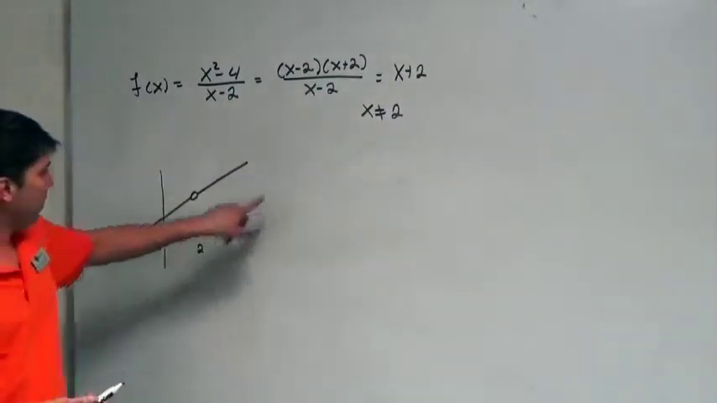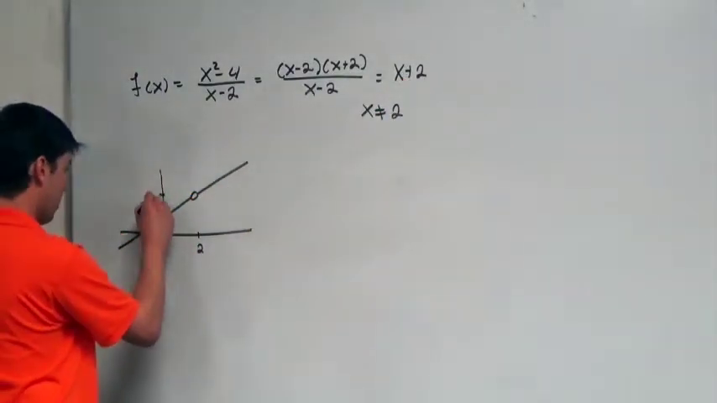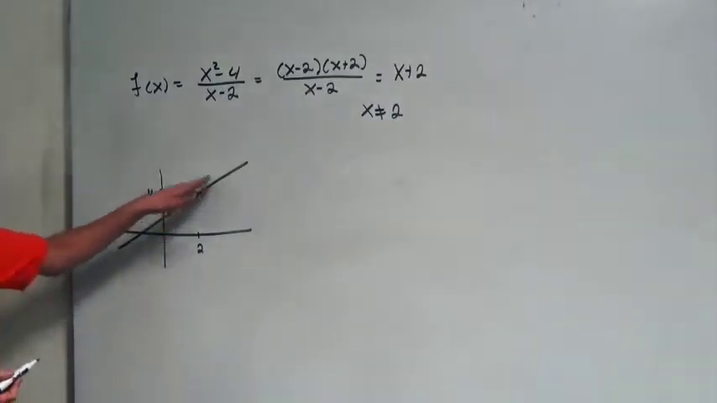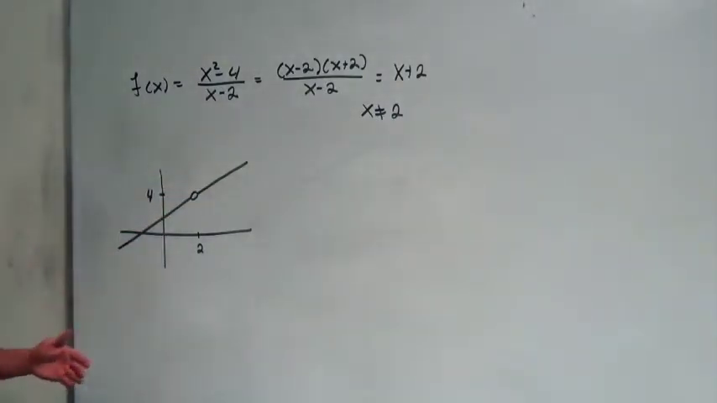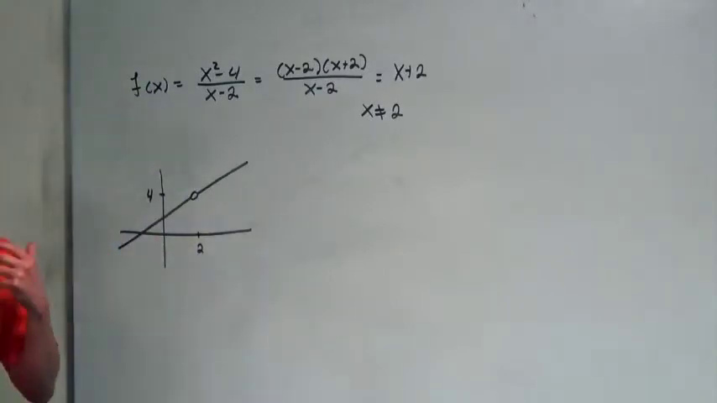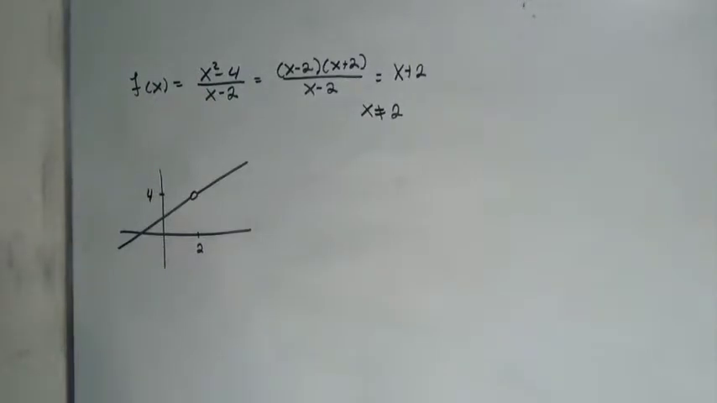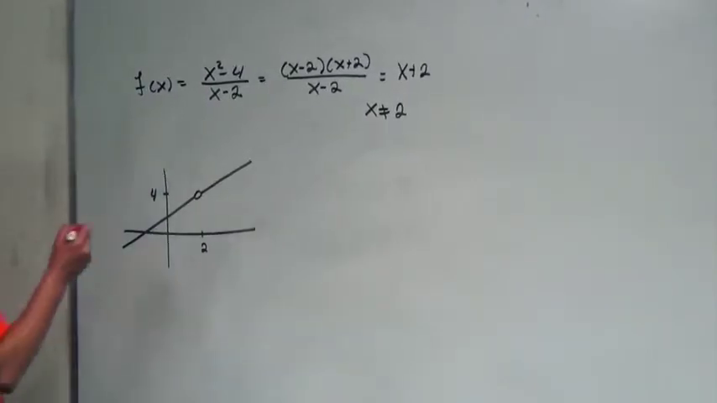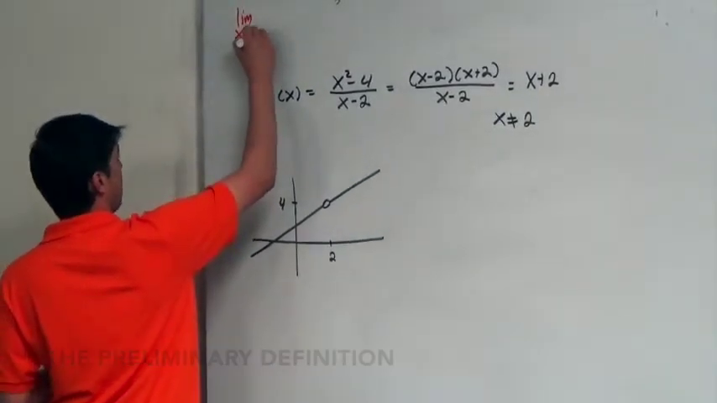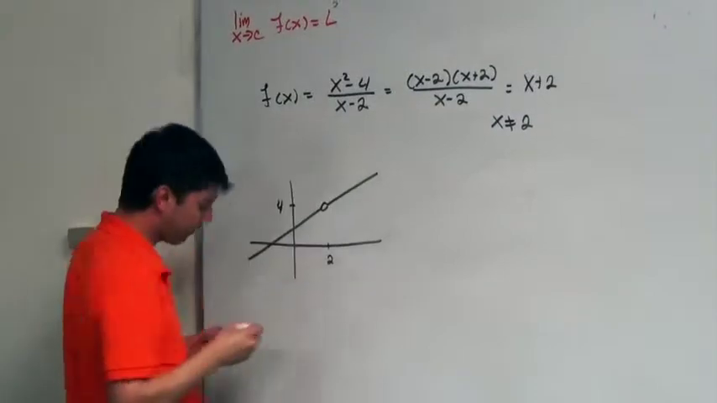But when x is really close to 2, this x plus 2 term would be really close to 4. And what we see is that we can make this function as close to 4 as we want by simply making x really close to 2. So this is the idea of a limit. Now we need to start to formalize it. What does it mean for the limit as x approaches c of a function to equal a number L?